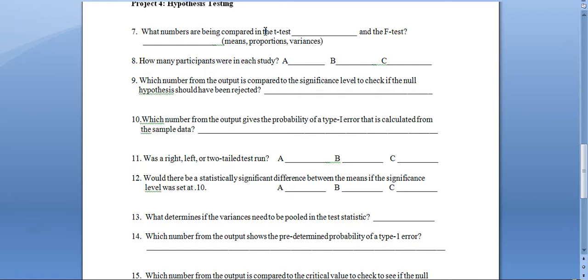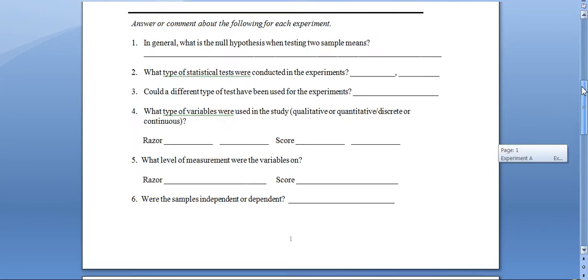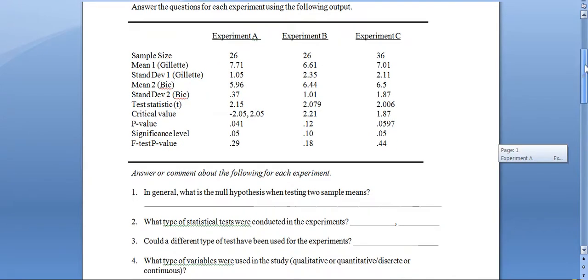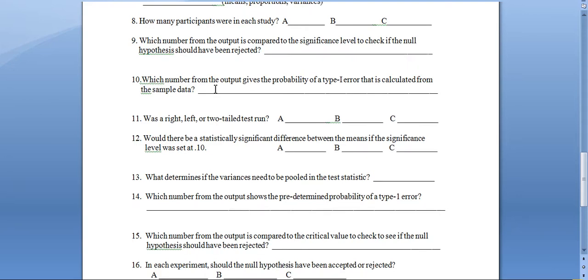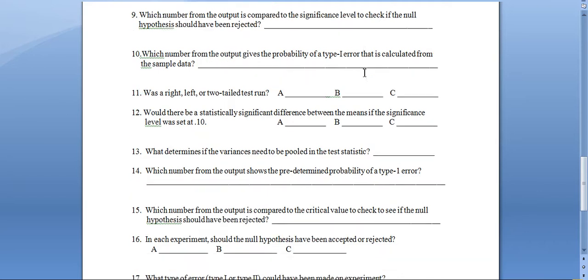And it said, what numbers are being compared in the t-test. And again, we want to look up here and look at what kind of things were being compared. And then what do you compare when you do the f-test? Is it means, proportions, variances? Participants in the studies are listed. In general, what do you compare to the significance level to see if you should reject? Again, number 10 is in general. In any study, what do we call that probability of a type 1 error calculated from the sample data?